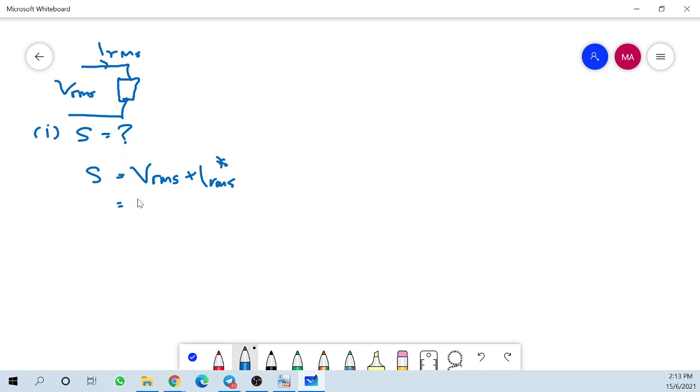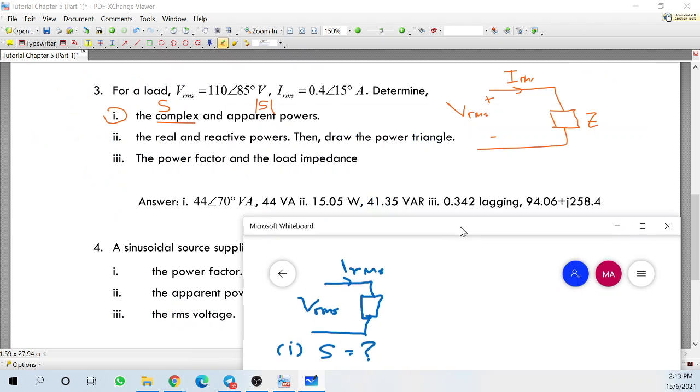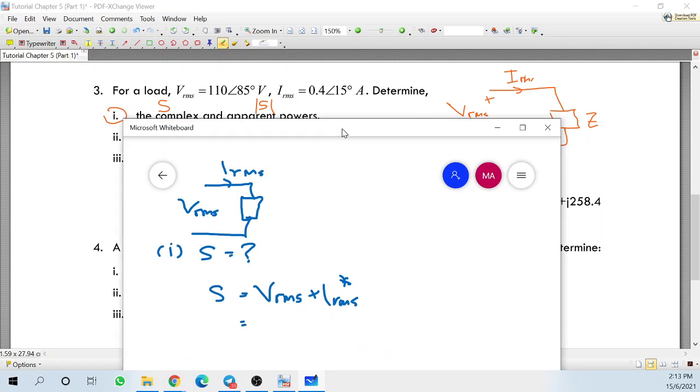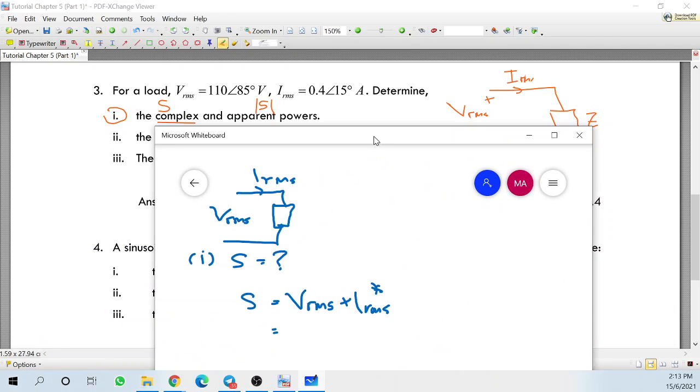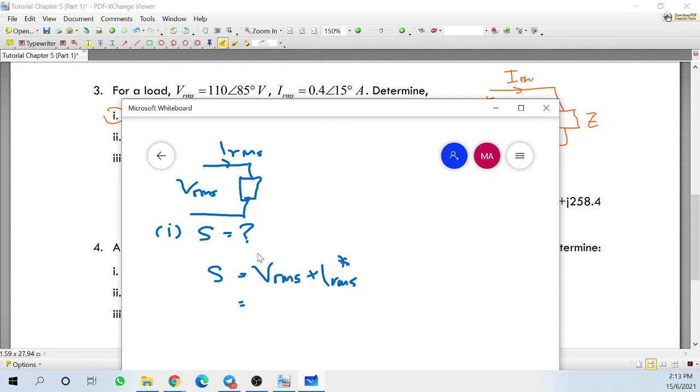So what is V? VRMS. We have the info of VRMS, which is 110 angle 85 volt times IRMS conjugate. Please bear in mind, conjugate 0.4 angle 15, so positive becomes negative because of the conjugate.